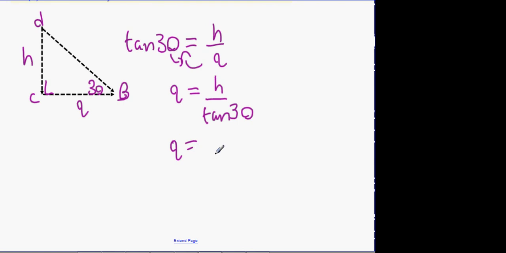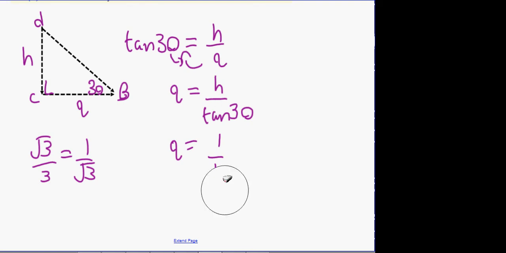Okay, root 3 over 3. Okay guys, your calculator will have it as root 3 over 3. That in fact is 1 over root 3. Okay? What is 1 divided by 1 over root 3? Can anybody tell me? Put it in the calculator again. 1 divided by 1 over root 3. Root 3, that's perfect. Q is root 3 H. Okay? Which is really handy.